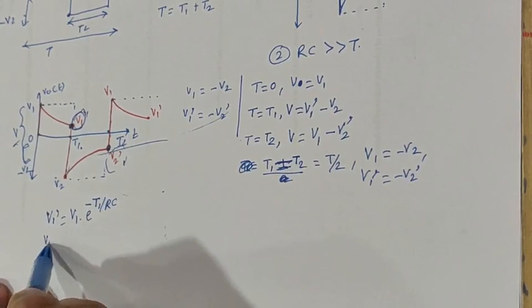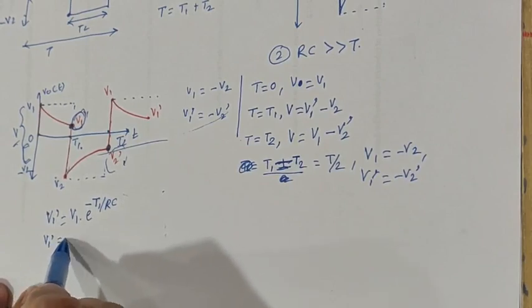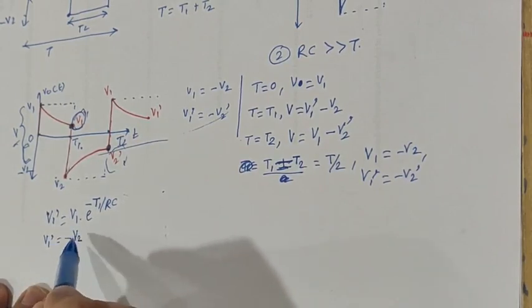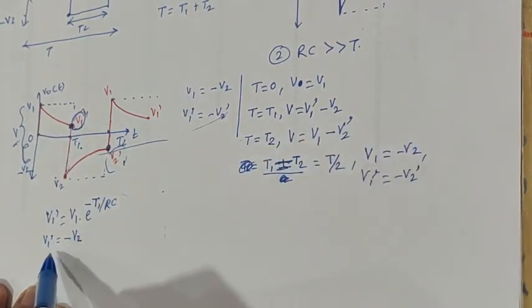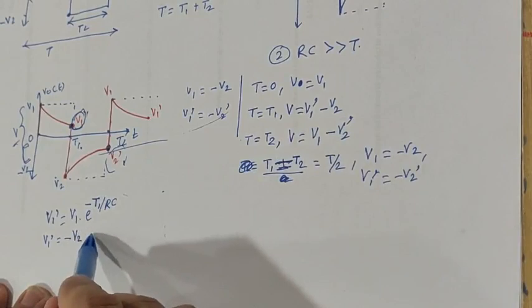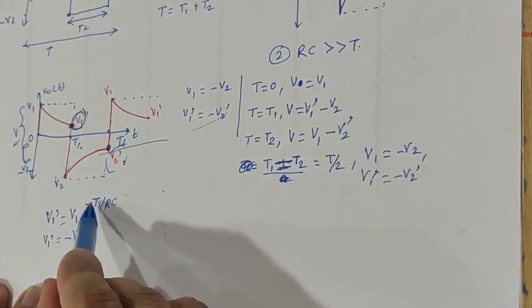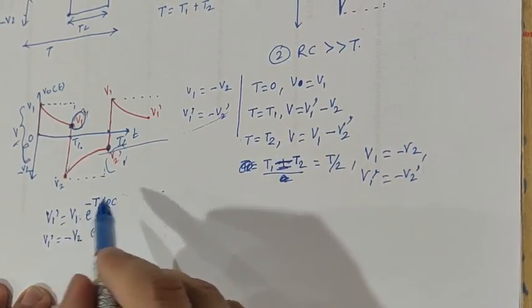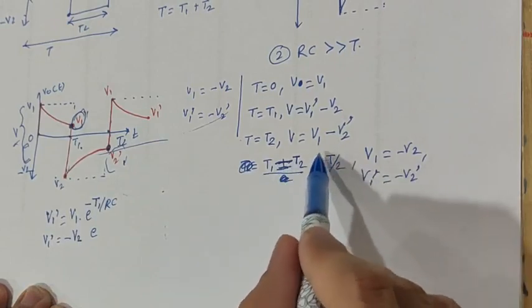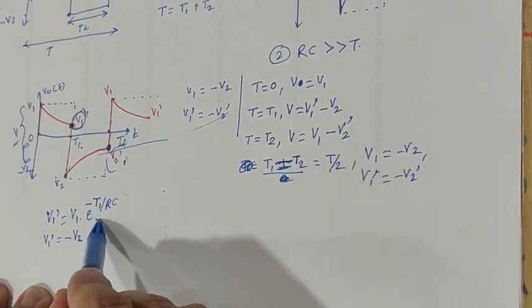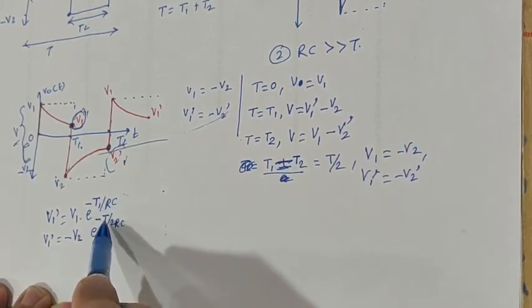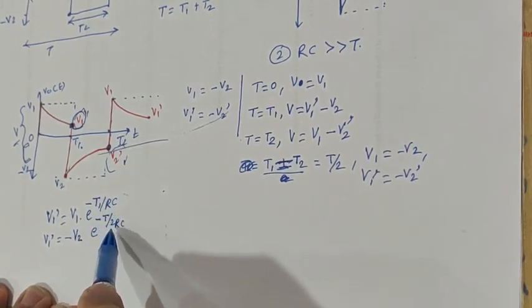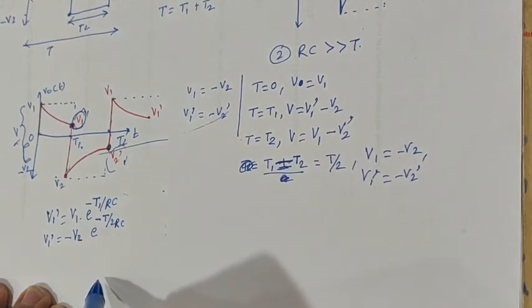So I can write here, V1 dash is equal to, rather than V1, I can write minus V2, because V1 is similar to minus V2. So I have replaced this V1 by minus V2, and it is e to the power, now I am not writing T1 because I will be writing in general, and T1 and T2 are similar to T by 2. So let us write minus T by twice RC. So rather than writing T1, I have written T by 2. So e to the power minus T by twice RC. Okay, I hope you have got this.